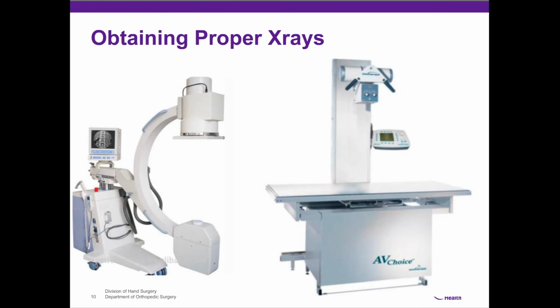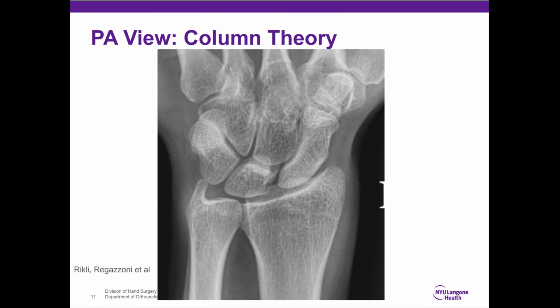And another thing to consider is where your beam is coming from, and that will help you determine whether or not you're getting a PA or an AP. So if you're in the OR and you're using a C-arm, the source of the image is coming from below, as opposed to when you're in the office and you have more of like a digital x-ray setup, it's coming from above. So the C-arm is coming from below and vice versa. And that will come into play later on.